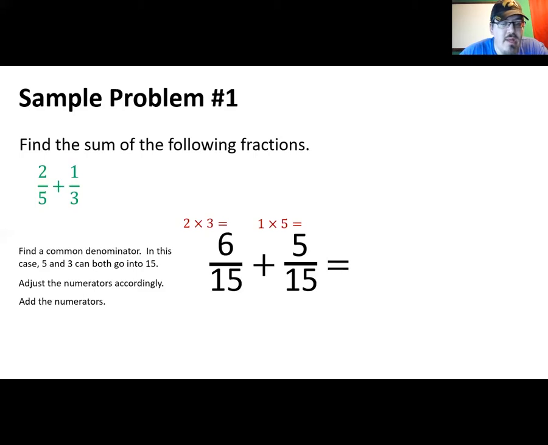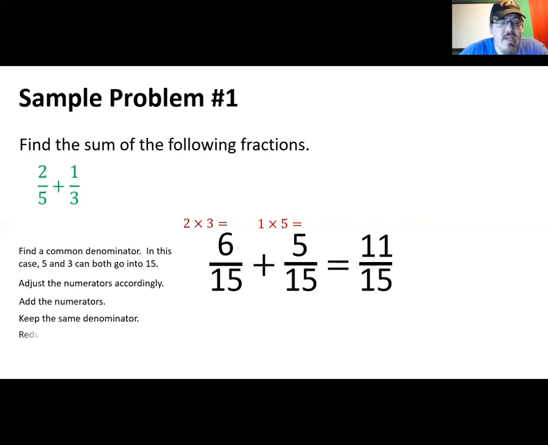What you want to do now is just add the numerators like you would any other number. So 6 plus 5 is going to get us 11. And then the key thing here is you keep the denominator the same. You don't add them together, you just keep them the same because essentially you're taking 6 pieces and 5 pieces to get the total of 11 pieces. And each piece is a 15th of the total amount. So we keep the denominator the same, and we end up with 11/15.